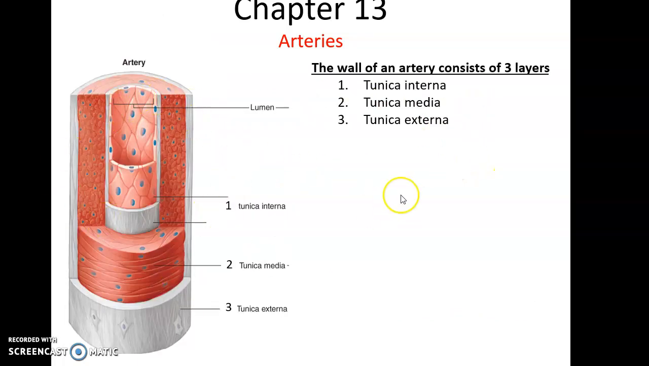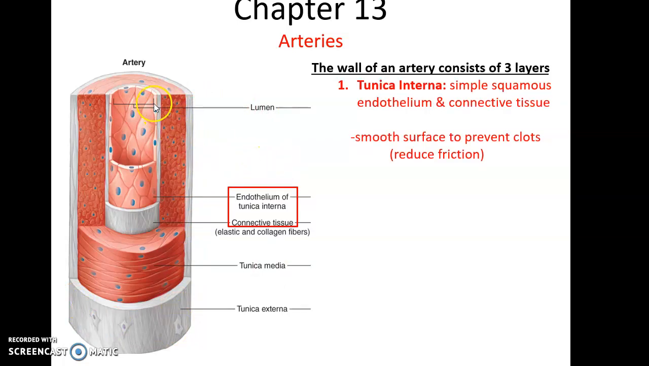So when you look at an artery, you expect three layers. The innermost layer is the tunica interna, middle layer is tunica media, and the outer layer is the tunica externa. The tunica interna is composed of simple squamous epithelial tissue, so simple squamous endothelium, and some connective tissue as well. And this provides a very smooth inner lining to the arteries that helps prevent blood clots because the smooth surface reduces friction, so blood is less likely to stick to it.